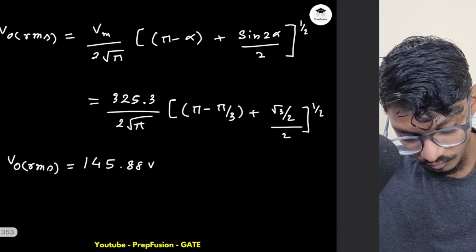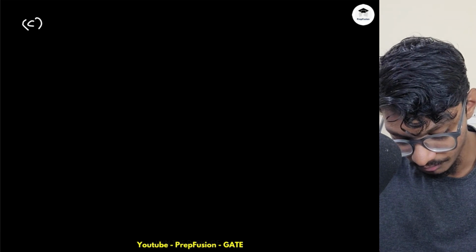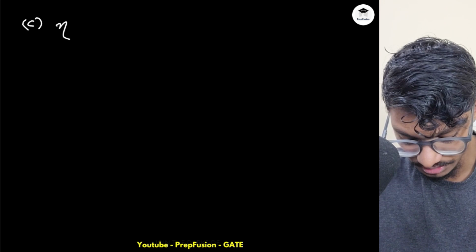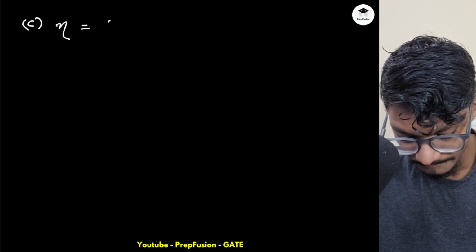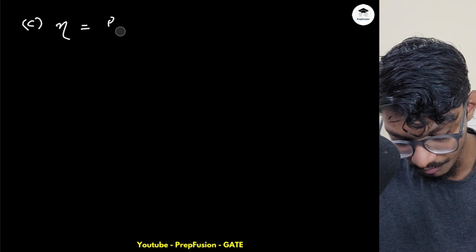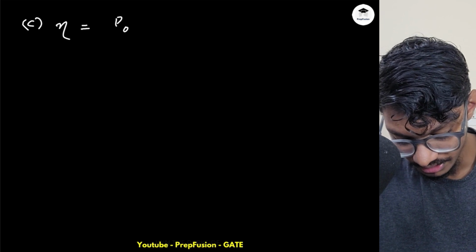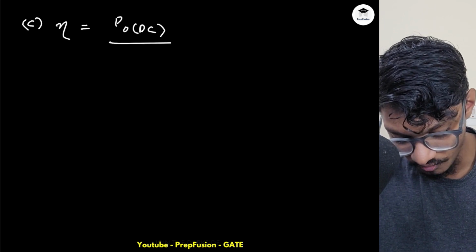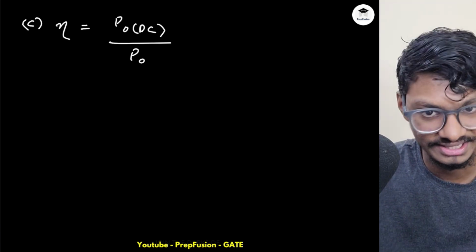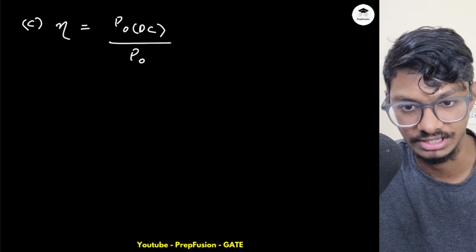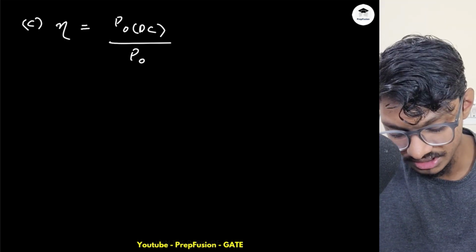If nothing is mentioned, what efficiency will I choose? How will I define efficiency? I will define efficiency like this. Efficiency will be equal to PO DC, basically how much the converter is able to give DC power from the overall power that it is giving out. This is the conversion efficiency. Basically how much am I getting as DC power. So what is PO DC?